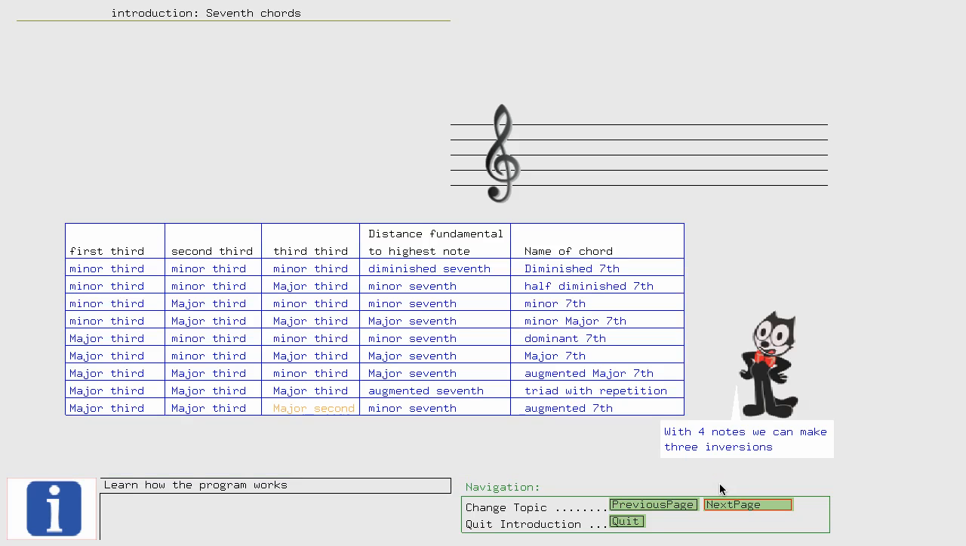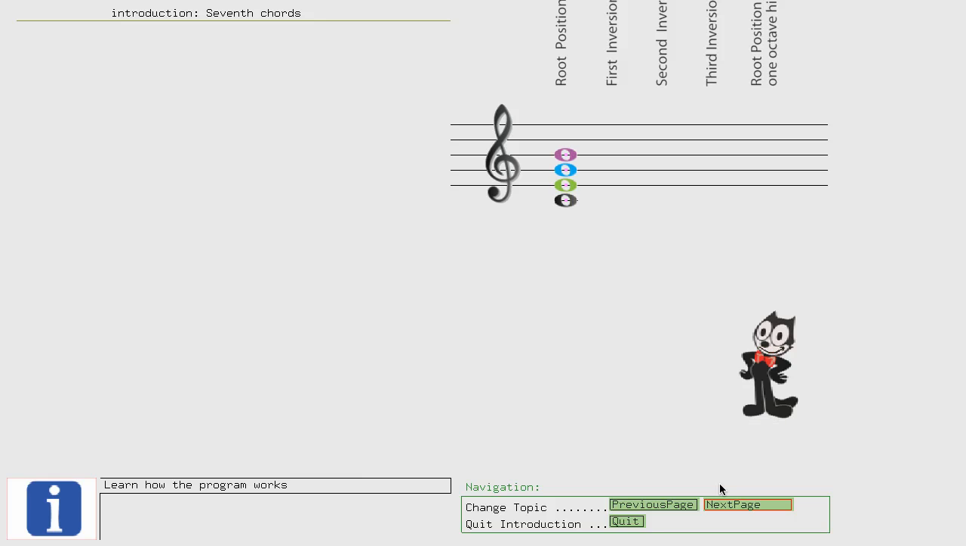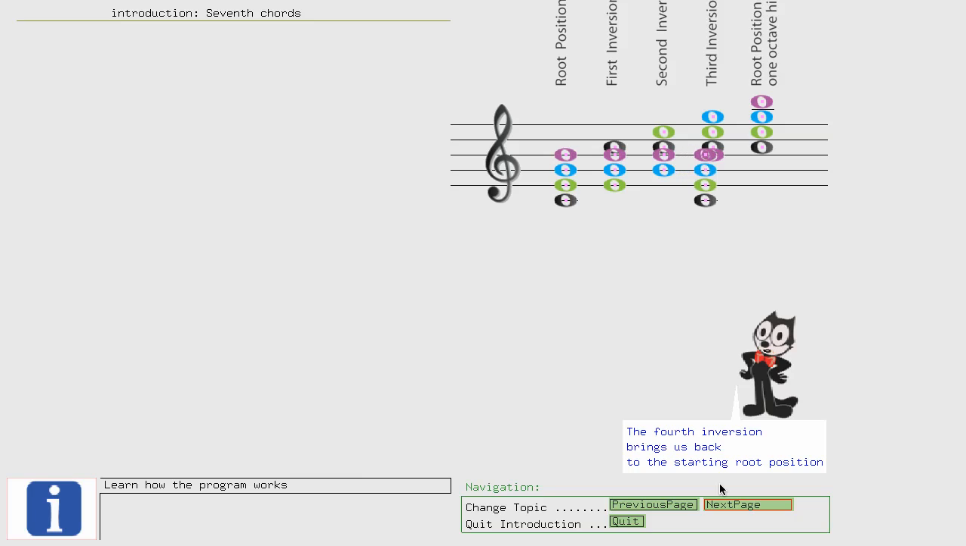With 4 notes we can make 3 inversions. Listen to the inversions. We start with the root position. The 4th inversion brings us back to the starting root position.